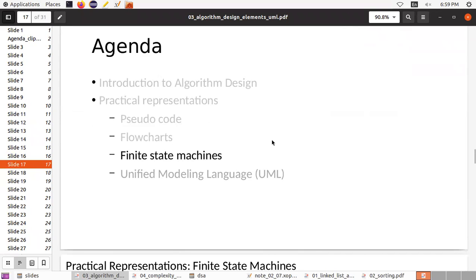Now let's get to finite state machines. These are a bit more interesting. And these are some things that, yeah, Eric, please go ahead.